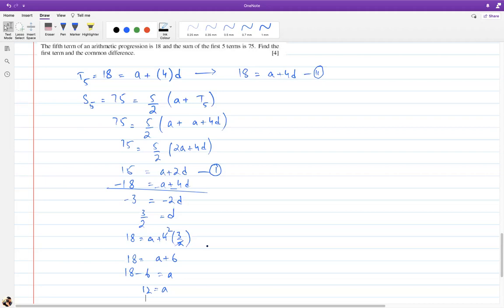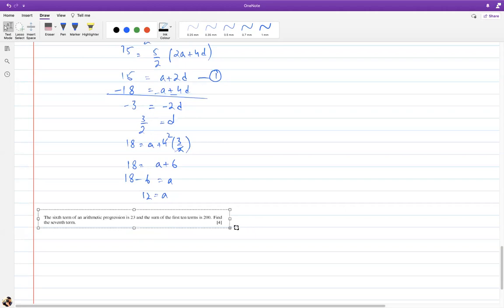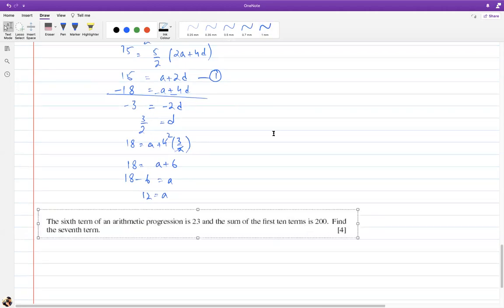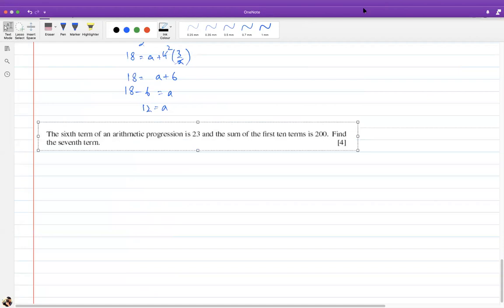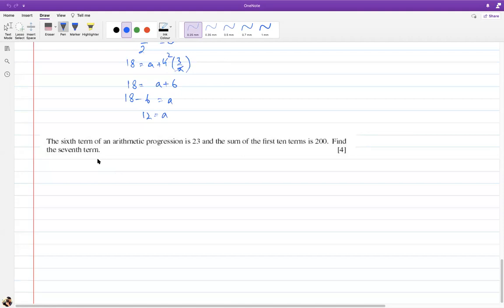Okay, I'm going to give you a question and I'll ask you to solve this. So let's read the question. The sixth term of an arithmetic progression, so term number 6 is 23. And the sum of the first 10 terms is 200. We have to find term number 7.